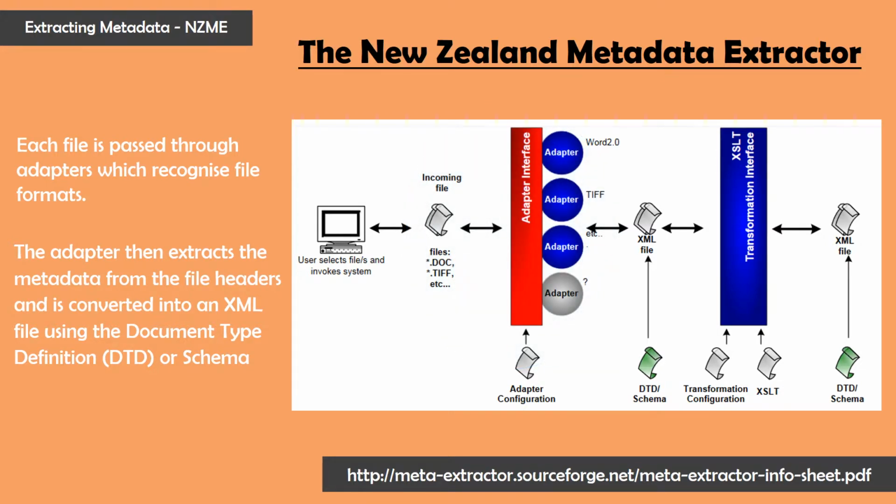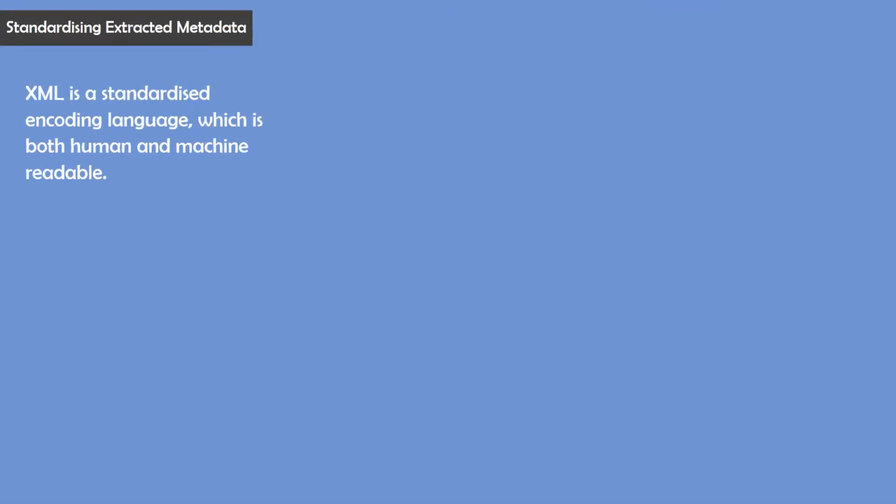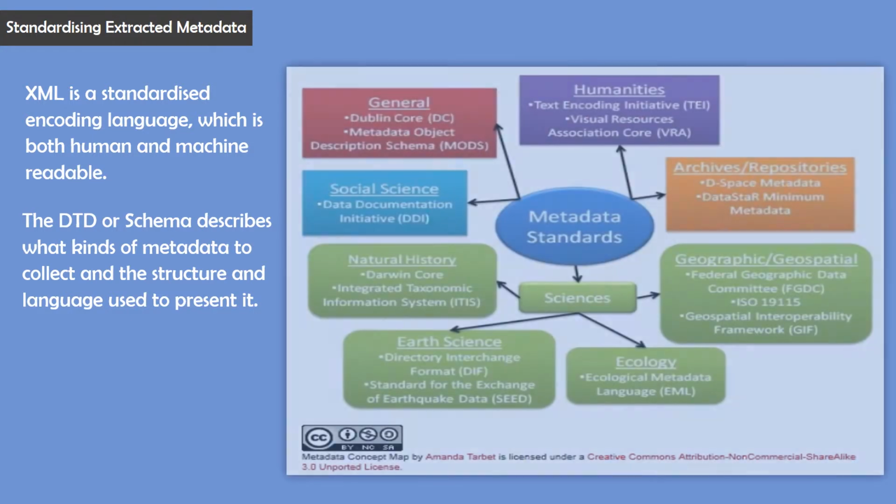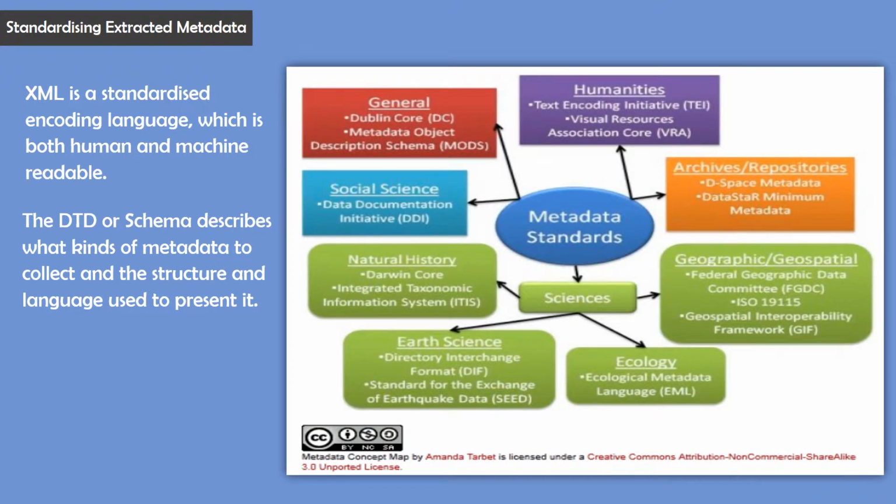The raw metadata is then converted into an XML or extensible markup language file using a DTD or document type definition or schema. XML is a fairly standard and widely used computer encoding language which is both human and machine readable. The DTD or schema essentially provides general information for which pieces of metadata it wants to be collected and the structure and language used to present it, making it more manageable. Due to a desire to improve interoperability, or the ability for digital systems to share and communicate the data it holds with another, schemas are usually shared at an industry level. Here are just a small selection.